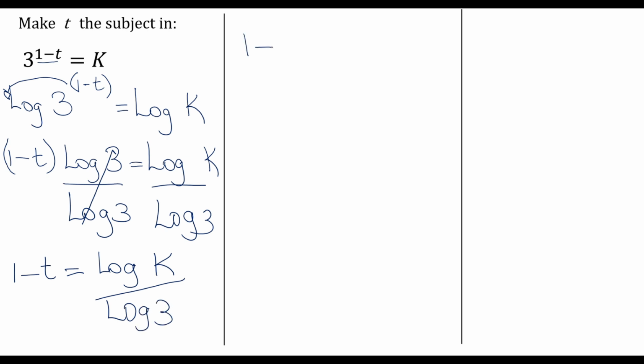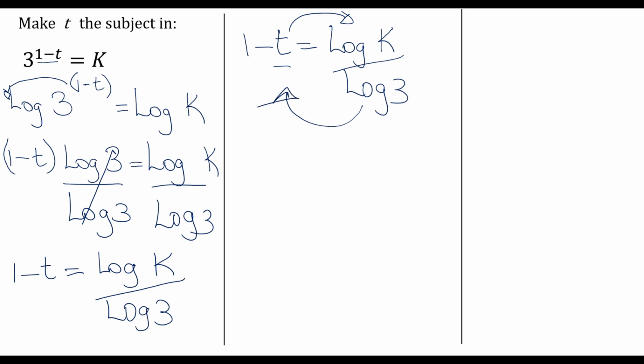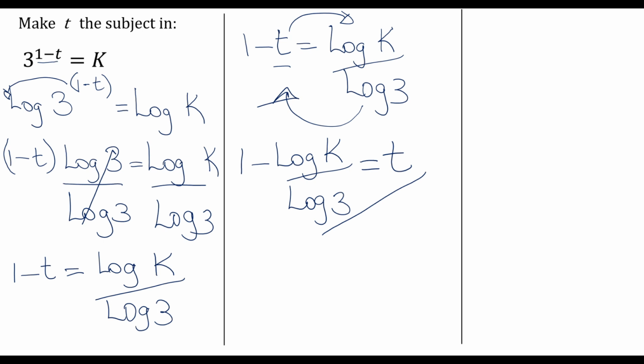Now, 1 minus t is equal to log k over log 3. The next thing is to make t go on the other side, and this fraction come to this other side. You'll be having 1 minus log k over log 3 is equal to t. And that's how we make t the subject in the given equation.